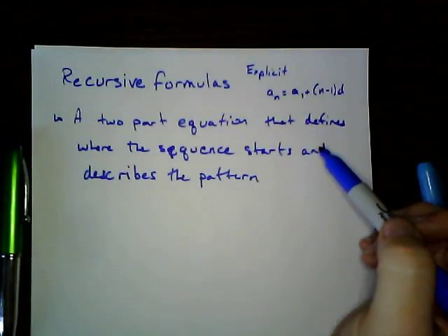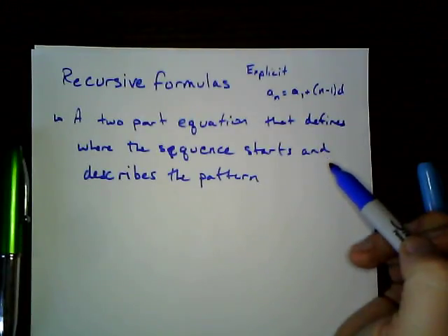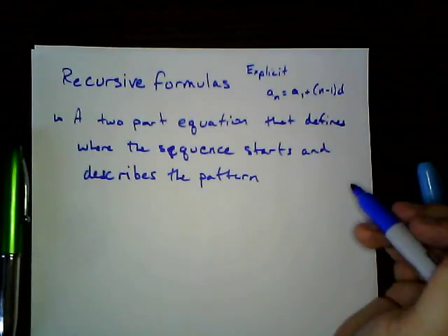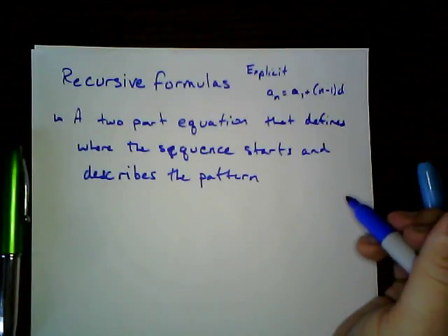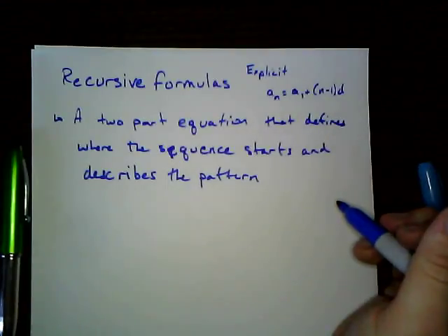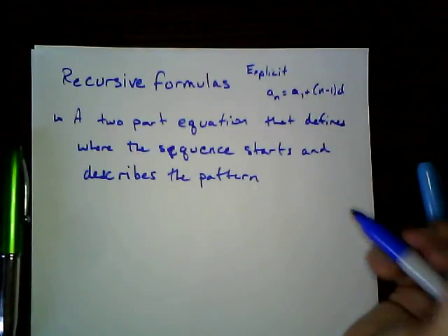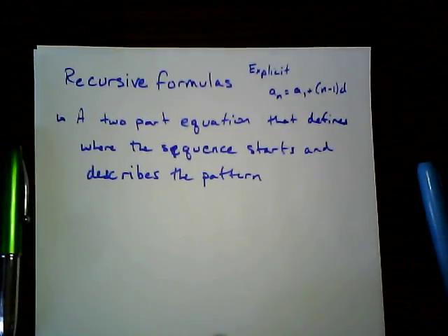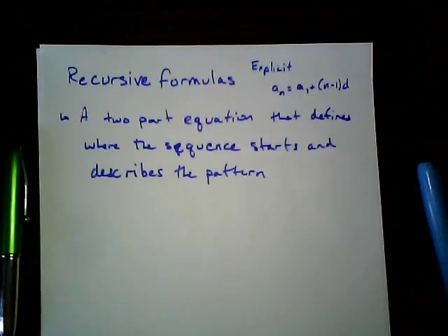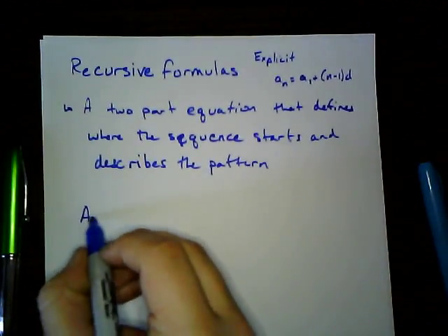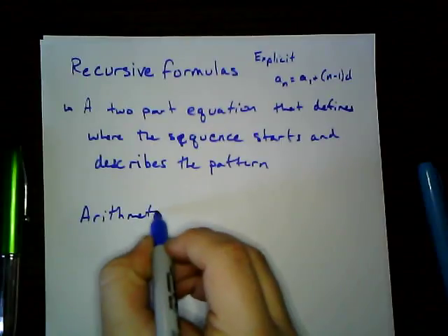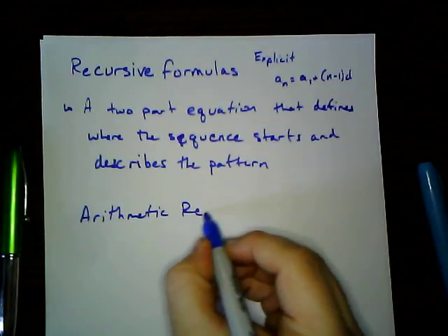Okay, so it's kind of nice because it tells us automatically what parts of our equation are, but it's not necessarily the easiest to use. Okay, so there's some pros and cons to whether or not we prefer explicit versus recursive, which is why we have these two representations. Sometimes one will be more useful than the other. So let's start with arithmetic recursive formulas.